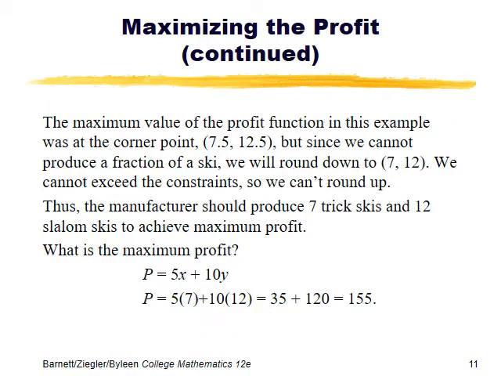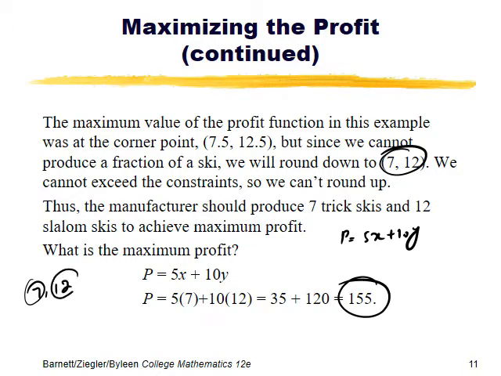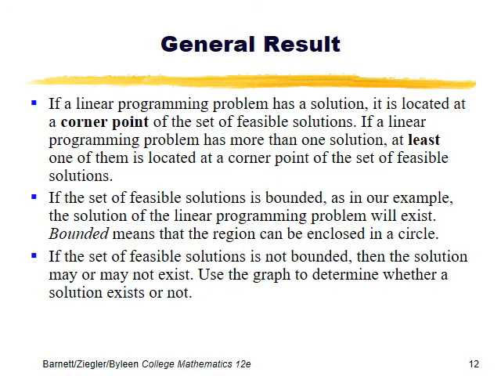So now we will substitute all the corner points one by one into this function, and we will see where we get the maximum profit. When you substitute 7 and 12, you will get maximum profit. So this is our solution. We should produce 7 solemn keys and 12 tricks key in order to get the maximum profit.